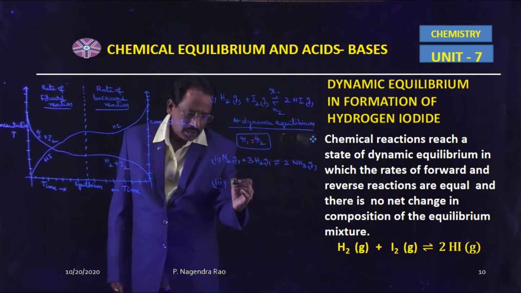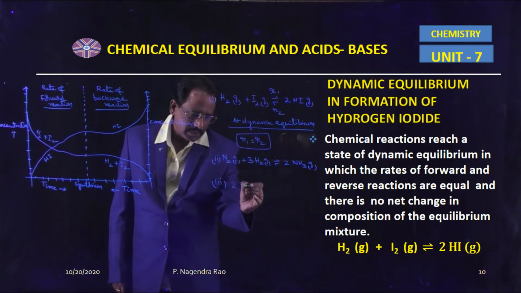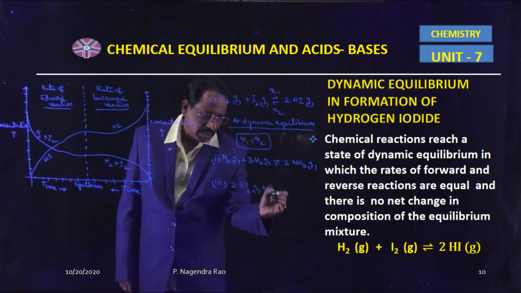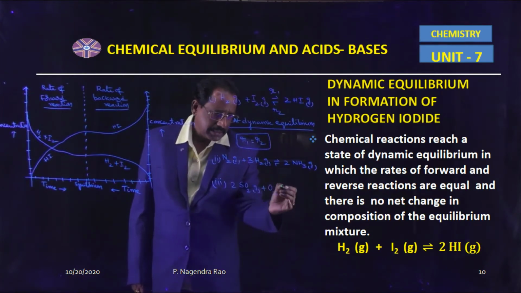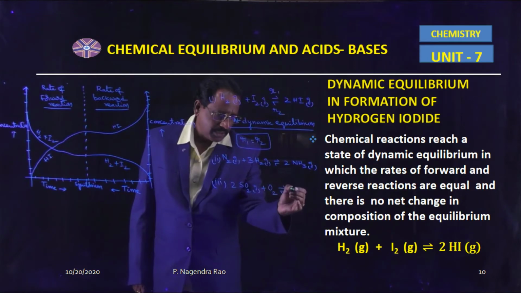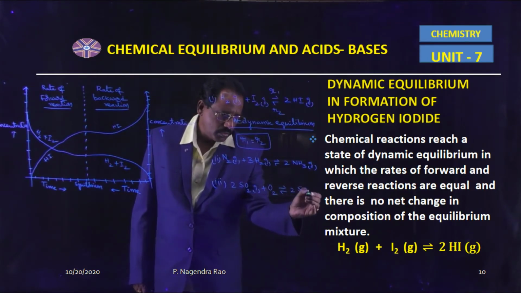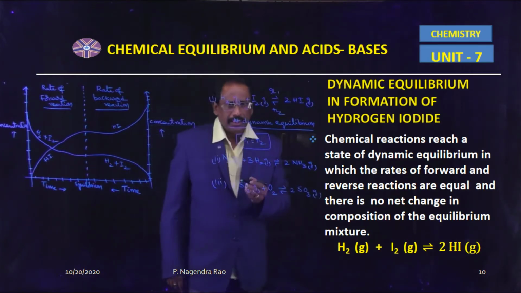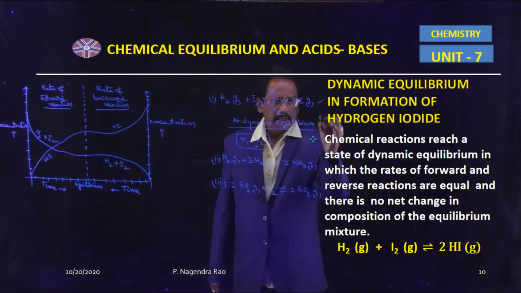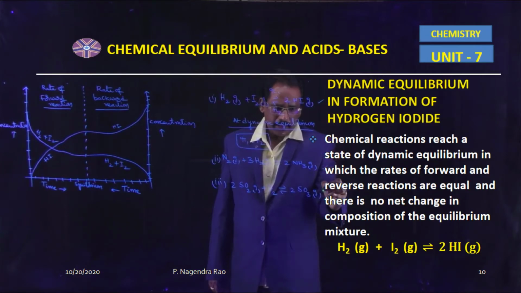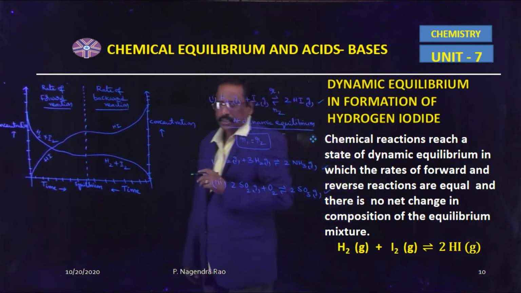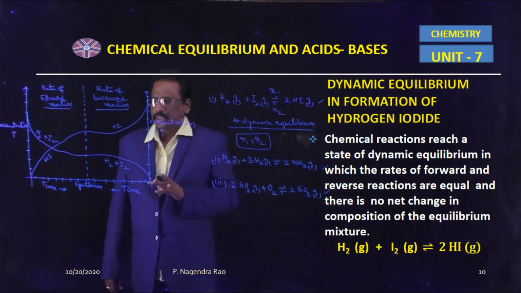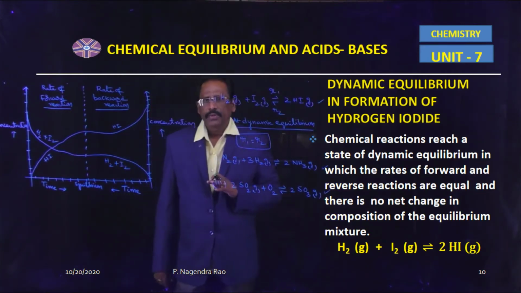Now, when 2 moles of SO2 gas combines with 1 mole of O2 gas, it is in dynamic equilibrium with 2 moles of SO3 gas. So these are the best examples. All are in the same phase. That means reactants and products are in gaseous phase.